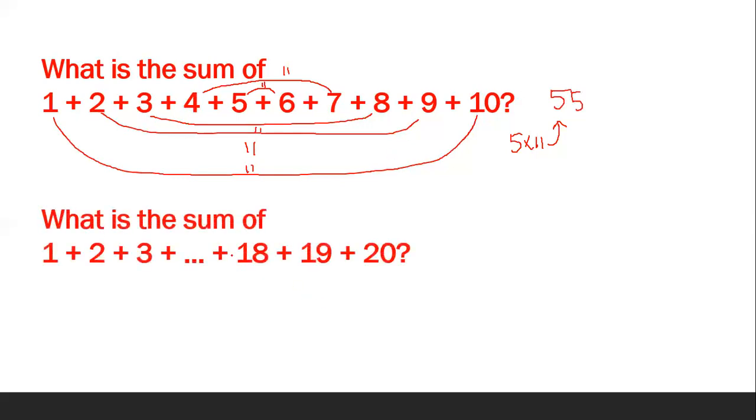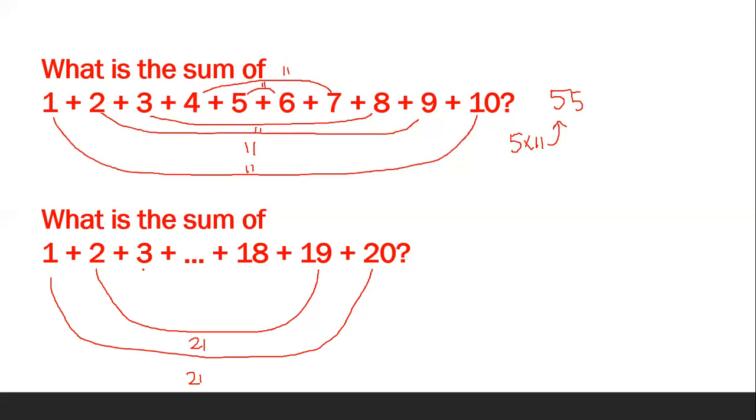Now, the next question asks us to find the sum of the first 20 numbers. So if you add one by one, comparing that to adding the pairs, I believe adding the pairs will be a lot faster. Now, if you add the first number to the last number, 20 plus 1, 21. 2 plus 19, also 21. 3 plus 18, 21, and so on.